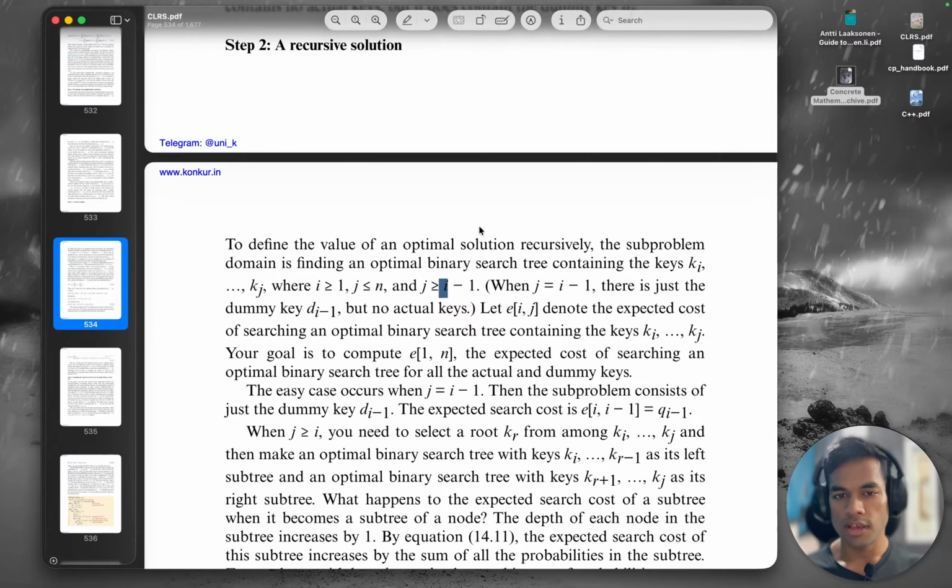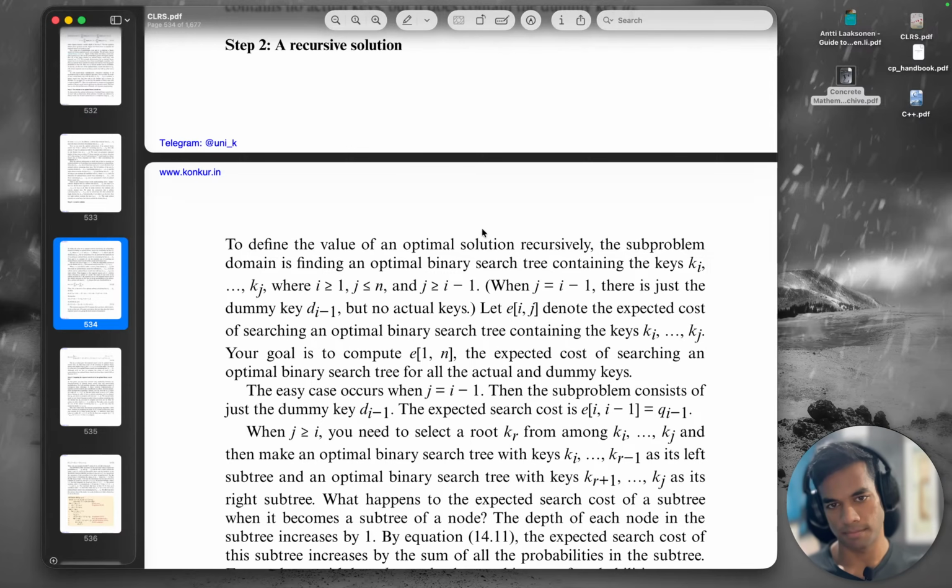Their difference is at least minus 1. Not difference, but j minus i is at least minus 1. Yes. So when j equals i minus 1, there is just the dummy node d_{i-1}, but no actual keys.